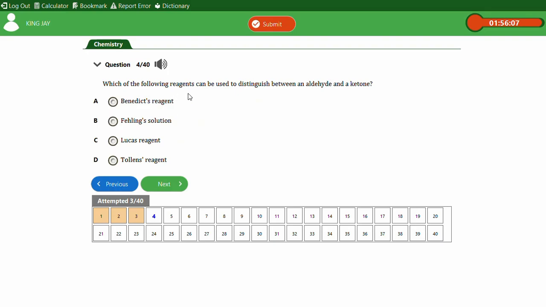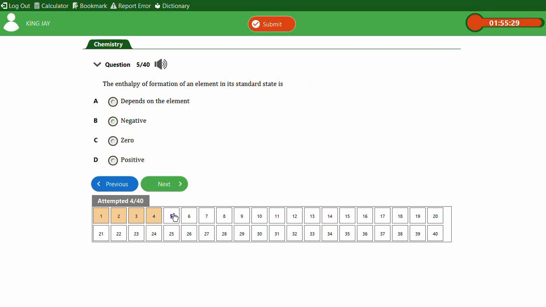Question 4. Which of the following reagents can be used to distinguish between an aldehyde and a ketone? A. Benedict's reagent. No. B. Fehling's solution. Let's check the rest. C. Lucas reagent. D. Tollen's reagent. Obviously it is B, which is Fehling's solution, because it is used to distinguish between an aldehyde and a ketone. So B is the answer.